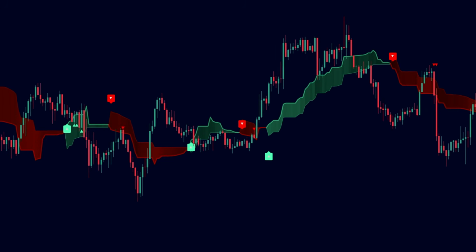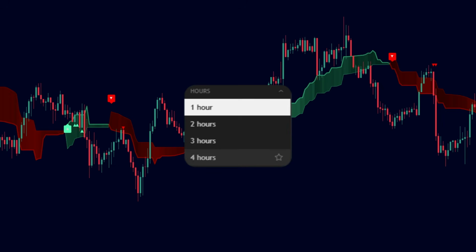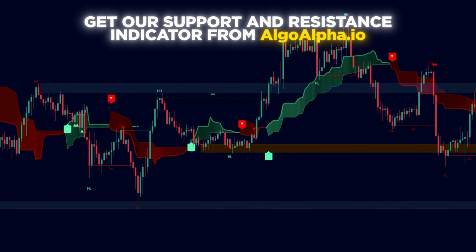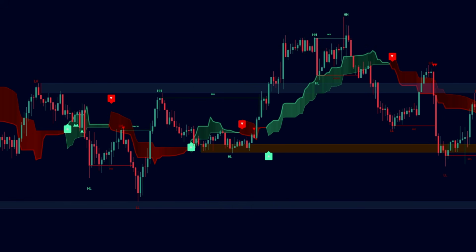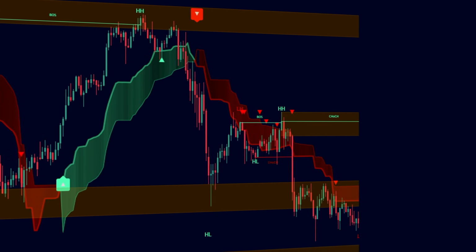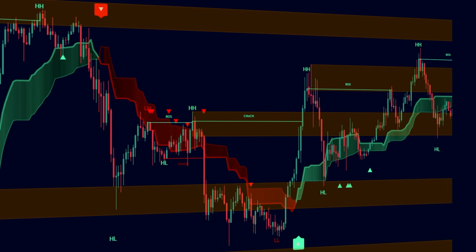One important habit when using this tool is to always think in terms of context rather than isolated signals. It works best when combined with higher time frame direction, basic market structure, and clear support and resistance levels. Used this way, the trend tracer becomes less about taking every flip and more about understanding where you are in the trend cycle, helping you stay patient during pullbacks, avoid chasing extended moves, and manage risk more consistently as the market shifts regime.